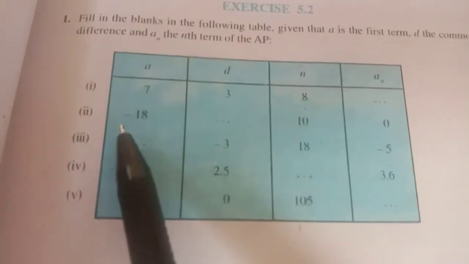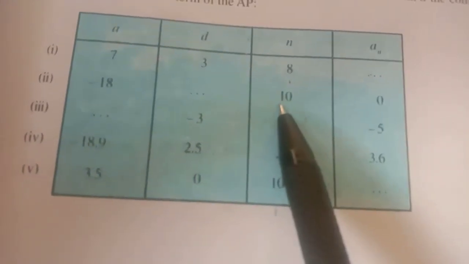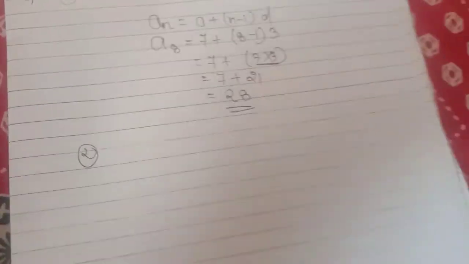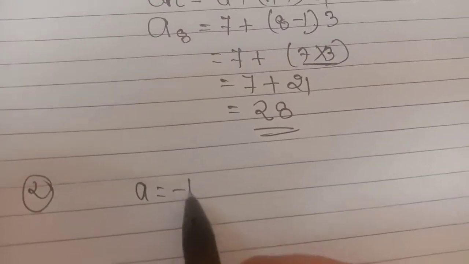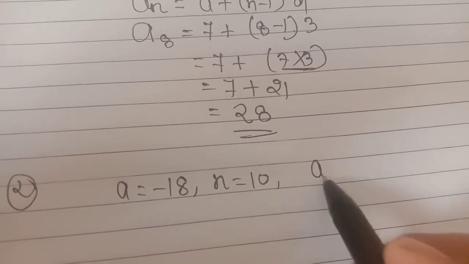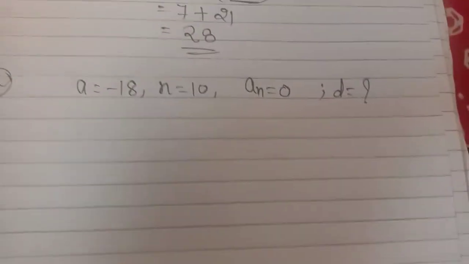Now in the same way, you will see here the first term is given as minus 18, D is not given, the number of terms is given and An is given as 0. So we will write all the given part. The second question, second part: A is equal to minus 18, N is equal to 10 and An is equal to 0. What you have to find out there? D. Some complex equations will be there, so be careful while solving the equations.